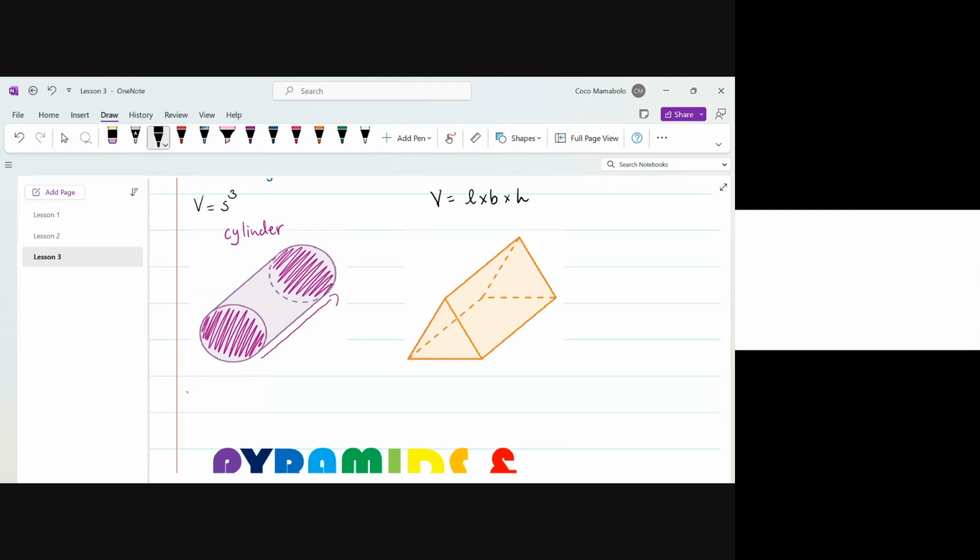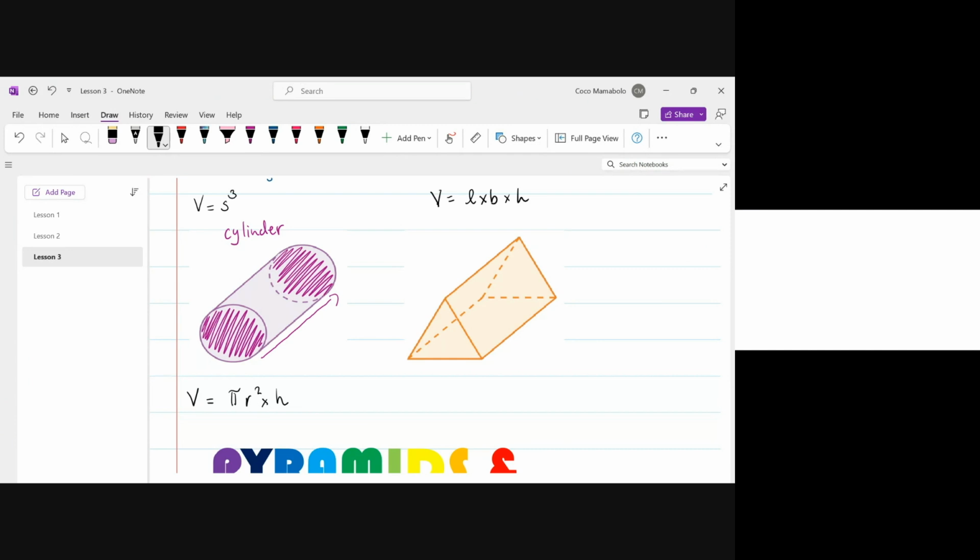So the volume of my cylinder is going to be the area of my base. And I know that the area of a base is pi times radius squared. Multiply that by the perpendicular height. All right. All good? Thumbs up. Are we all good?